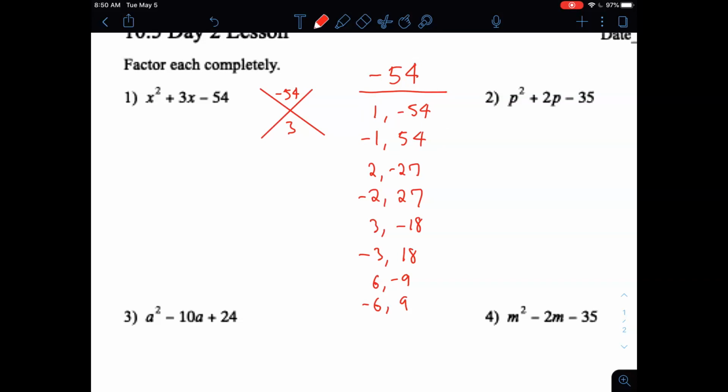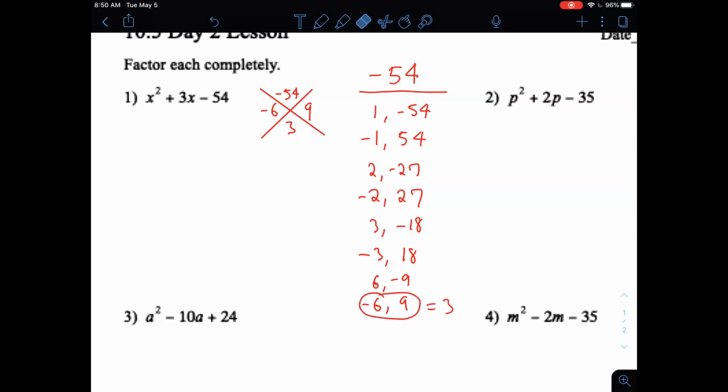So if we try this one right here, 3 plus negative 18 is negative 15, still pretty far apart. Let's try 6 and negative 9. What's 6 plus negative 9? That is negative 3, right? So that's close, but this is negative 3. We want positive 3, so what are we going to try instead? We're going to do negative 6 and positive 9. Does that equal 3? That does. So negative 6 and positive 9. Okay?